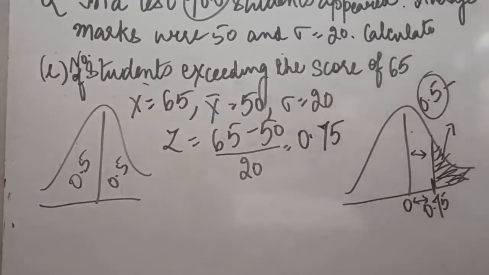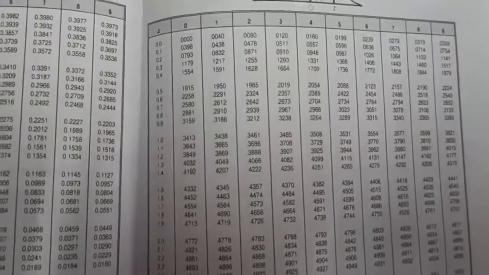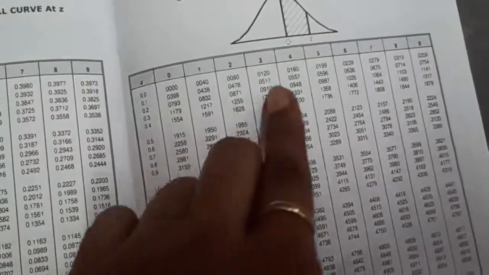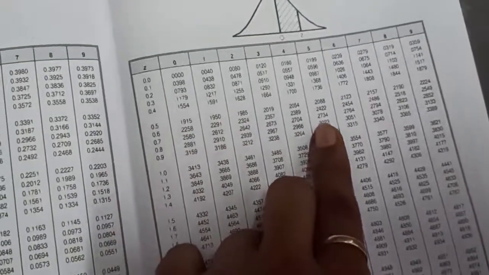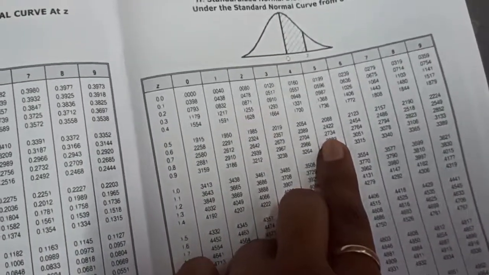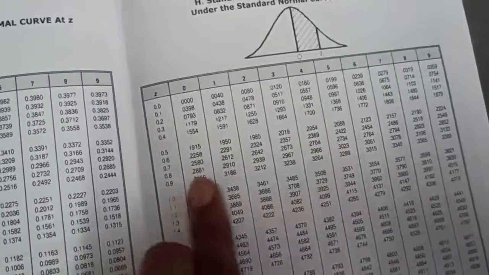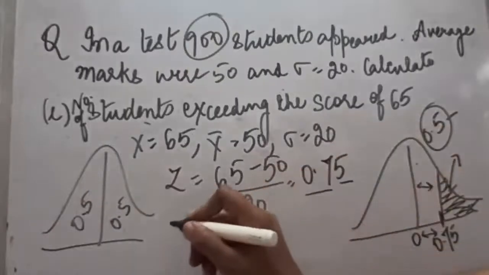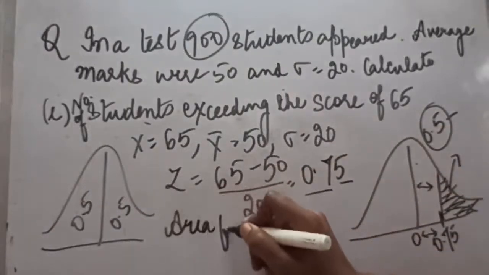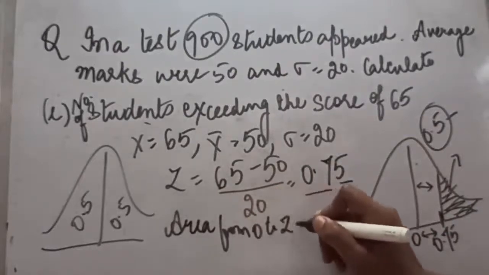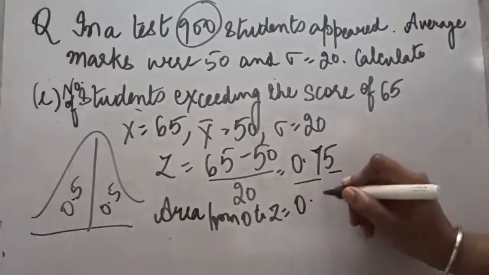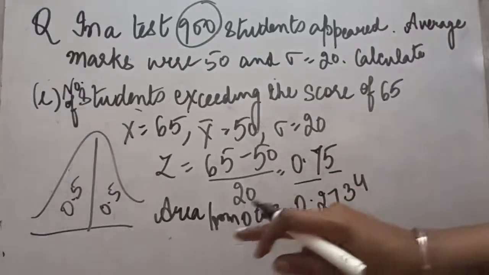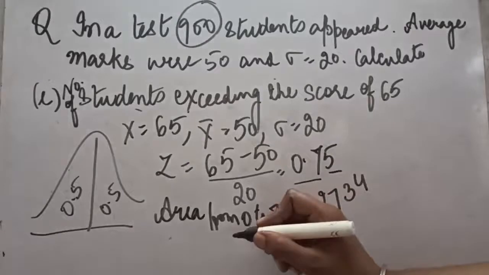Now let's see the value from the Z table. 0.7 will be seen under 5. So now you can see 0.7, and under 5 we will see this. It is 0.2734. So you will write area from 0 to Z. The value was 0.2734. So this is the area from 0 to Z, but we require the area exceeding Z.